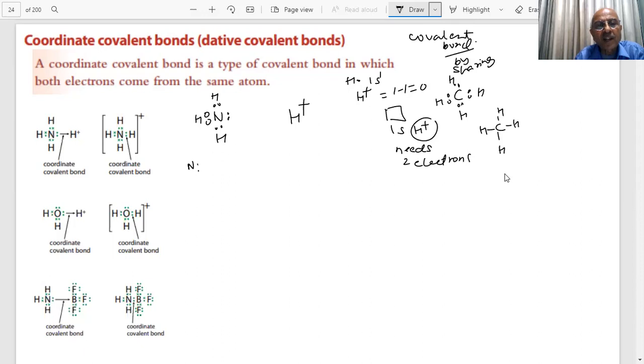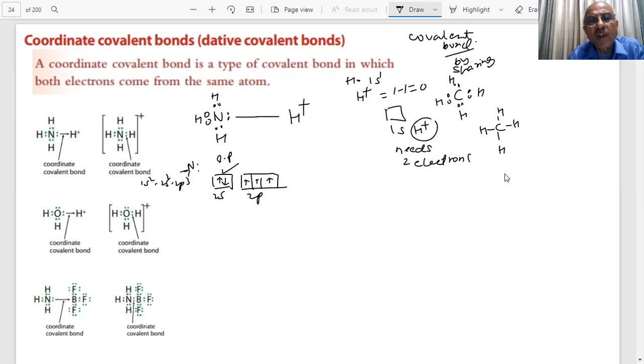What is the atomic number of nitrogen? 5 or 7? Atomic number 7. So the configuration is 1s2, 2s2, 2p3. This is our nitrogen. When ammonia forms 3 bonds, there is this lone pair of electrons left. This is a lone pair of electrons. So what can it do?